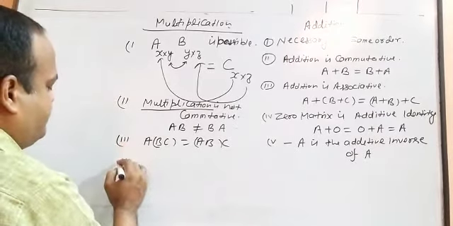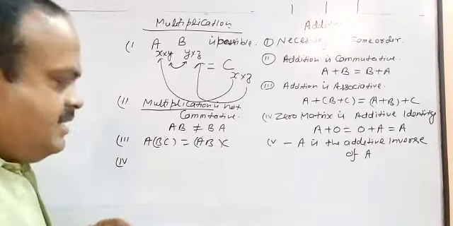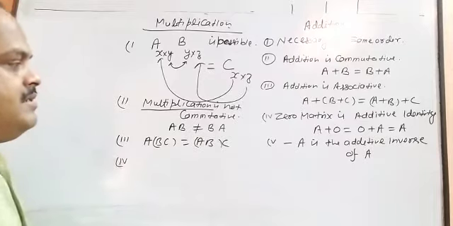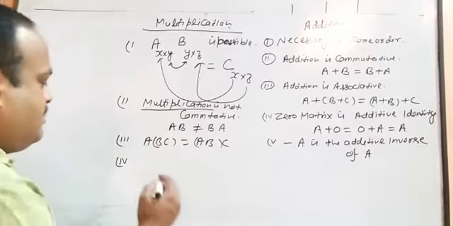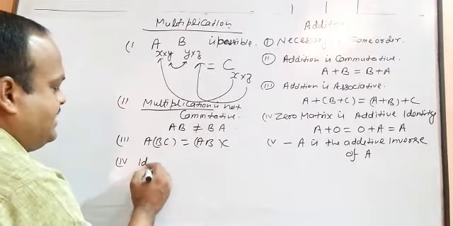Fourth one. Capital I, which is called the identity matrix.